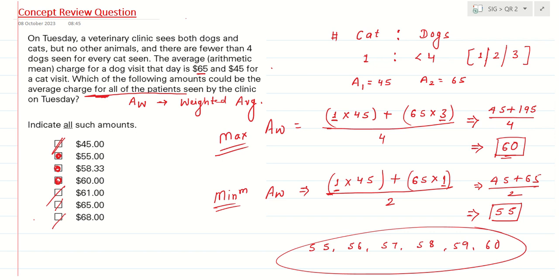Why did I take the minimum like this? Because for every one cat, a minimum of one dog can be seen. And for every one cat, how many dogs can be seen at most? Maximum 3 dogs can be seen. That's all. Very simple. And this is the concept of the weighted average because we have two groups, one for the cats and one for the dogs. The charge is 45 per cat and 65 per dog, so I can find the minimum and maximum weighted average.